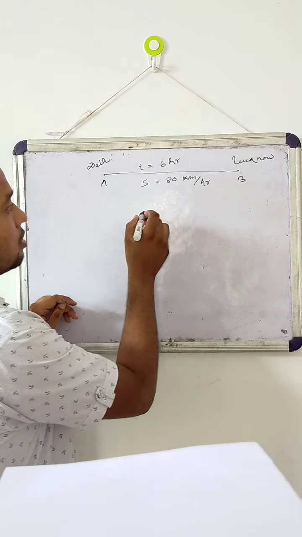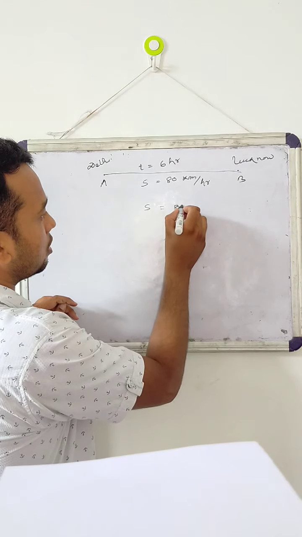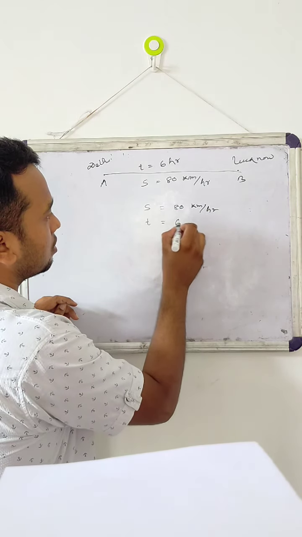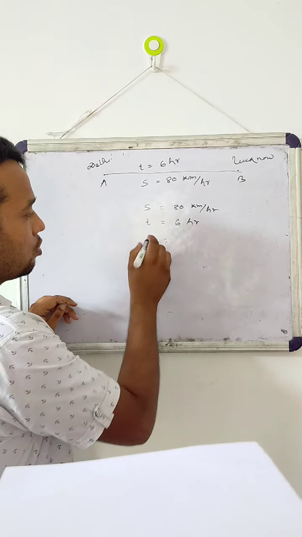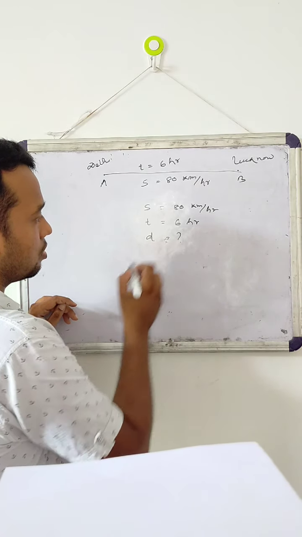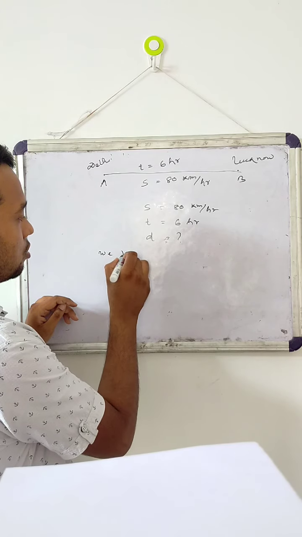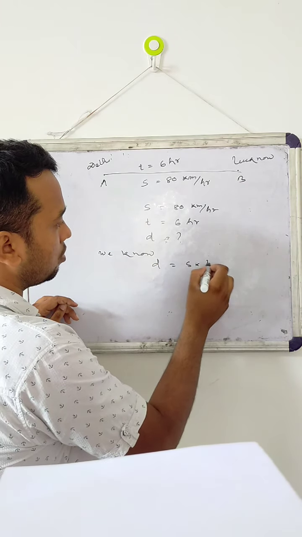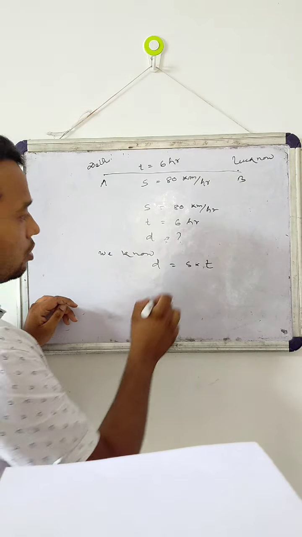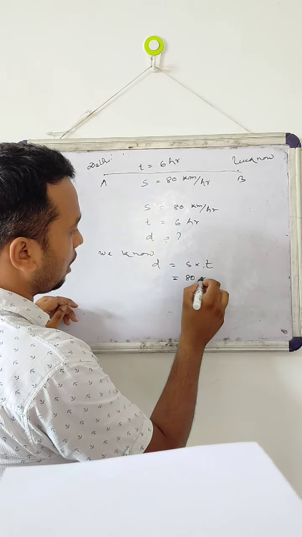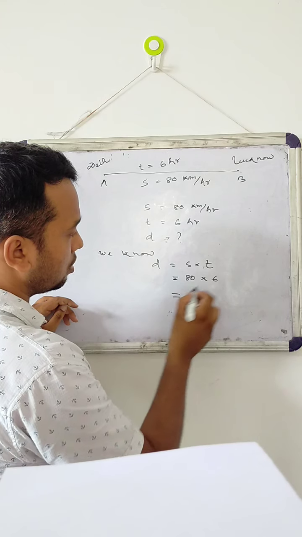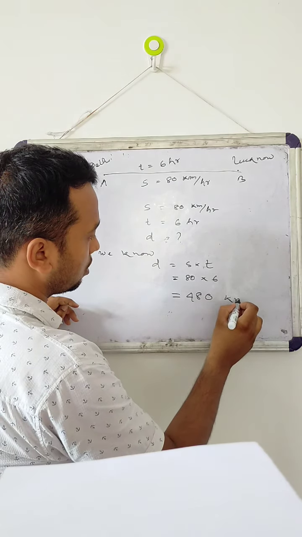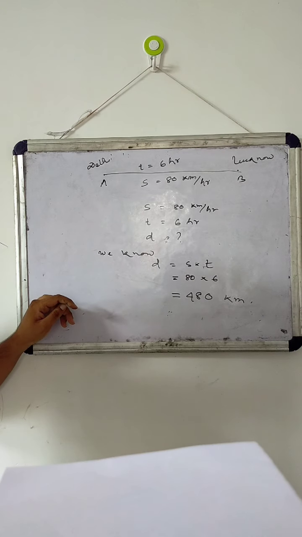So in this case, speed is 80 km per hour, time is 6 hours, and we need to calculate distance. Apply this formula: distance equals speed into time. So speed is 80, time is 6. If we multiply, it will be 480 km.